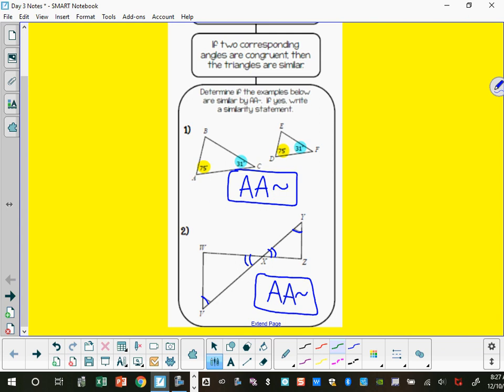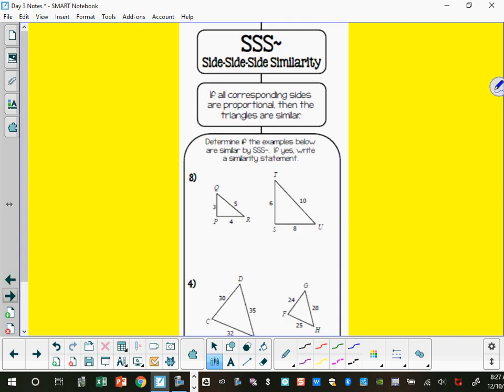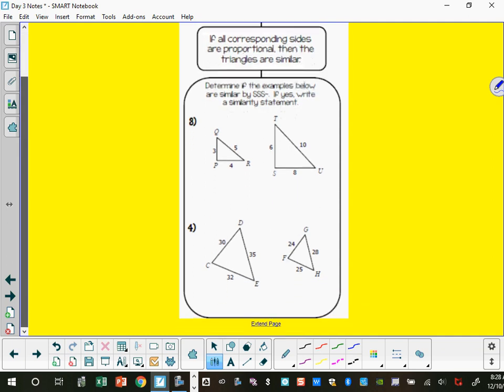Our directions here say to write the similarity statement. We're not writing that right now because we've done it. We'll do it in our notes. Alright, the next one is side similarity. So it says if all corresponding sides are proportional, then the triangles are similar. So proportions, we've done this already.